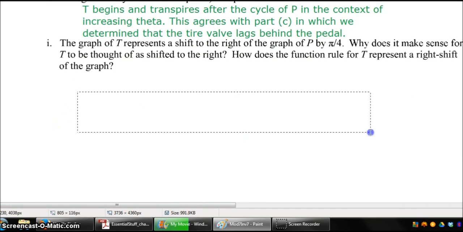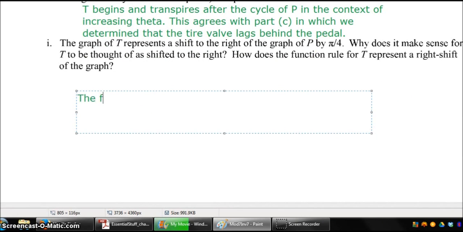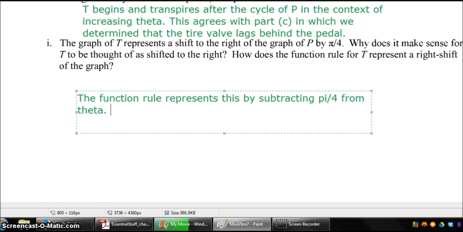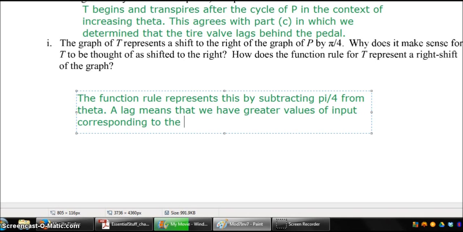So, I would just say, hey, the function rule represents this by subtracting pi over 4 from theta. A lag means that we have greater values of input corresponding to equal values in output for the two functions.